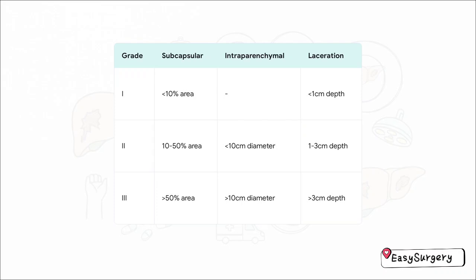The hematoma grows to between 10 and 50% of the surface area, intraparenchymal hematomas sit under 10 centimeters in diameter, and lacerations deepen into that 1 to 3 centimeter range. By grade 3, well, things are getting serious. Subcapsular hematomas are now over 50% of the surface area, or they're actively expanding. You might also be looking at a ruptured hematoma, an intraparenchymal hematoma greater than 10 centimeters, or a laceration deeper than 3 centimeters. Getting these exact thresholds memorized is absolutely crucial for nailing your classifications on the ward.